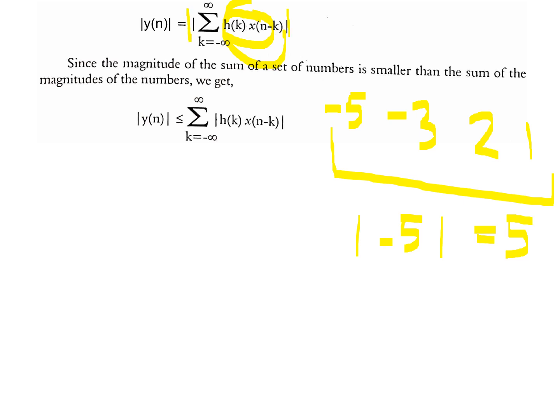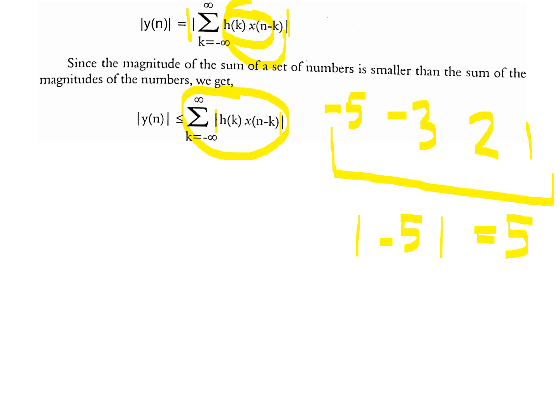So, for example, if there are 4 such products: -5, -3, 2 and 1, you add all the numbers -5, -3, 2 and 1 and take the magnitude. You'll get 5. Or as in this equation, you first take the magnitude, then add. See, in this what they're doing is the sum of the magnitudes of the products, isn't it? That means you first take the magnitude, then add.